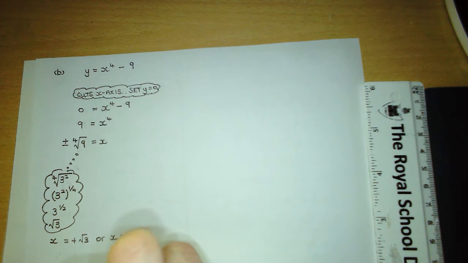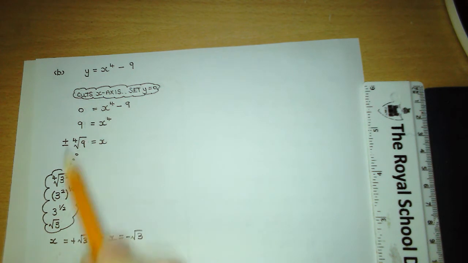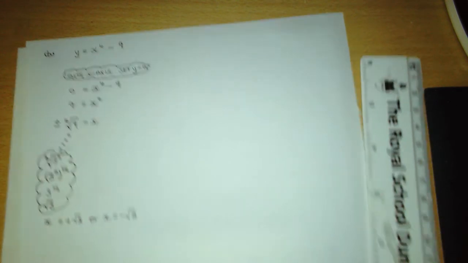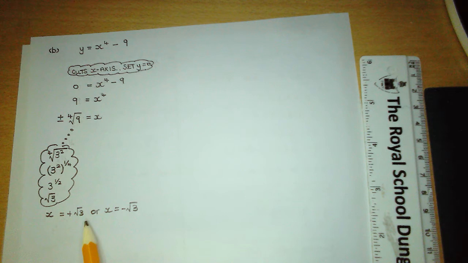But as I say, don't get too bogged down and say, oh, I wouldn't know to do that. If I left it as plus the fourth root of 9 and negative the fourth root of 9, that's fine because they do give you the same value. But I'm just showing you that. It's actually quite interesting the way the calculator can't actually compute that. Anyway, we've got where the graph cuts the x-axis.